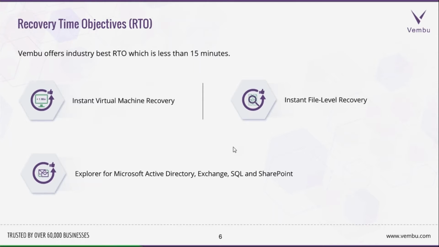To get deep into the product, we need a basic understanding of what RTO and RPO are. Recovery time objective, RTO, is how much time it takes to recover a machine after the disaster. Vembu offers the best RTO in the industry, which is less than 15 minutes. You can do various levels of recovery, and that includes instant virtual machine recovery. So if the actual machine is down, you can immediately spin the virtual machine up and running on the backup server, instant file level recovery for the backed up images, and instant application level recovery for Exchange, SQL, SharePoint and Active Directory.